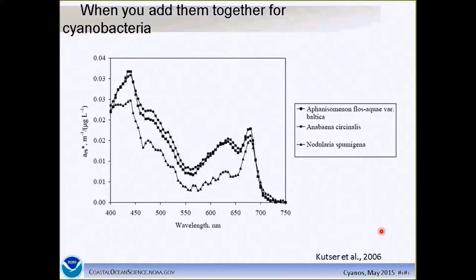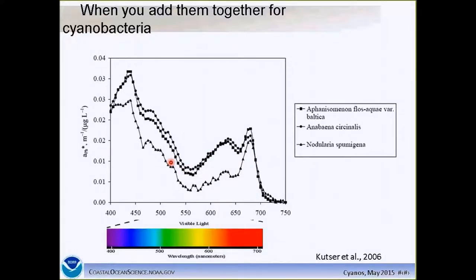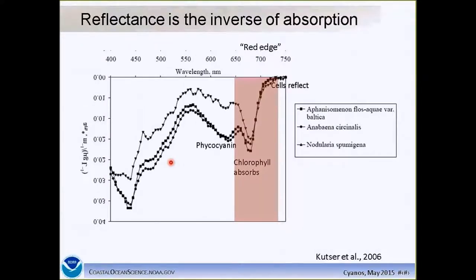So if we put all these together, this is the absorption of several different types and over the wavelengths. And a lot of blue light is absorbed. This is down here. This is chlorophyll absorption, and this bump here is phycocyanin absorption. So if you put a bunch of cyanobacteria in, you absorb that. And I won't try to explain the reflectance. But reflectance is the reverse of absorption. If light is absorbed, it doesn't come out, you don't see it.